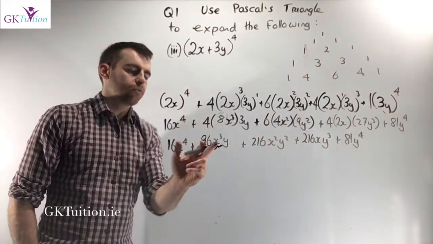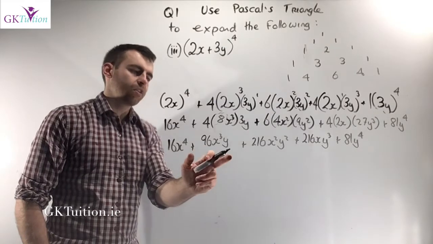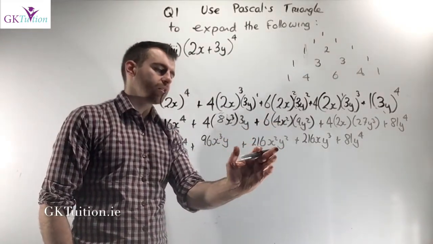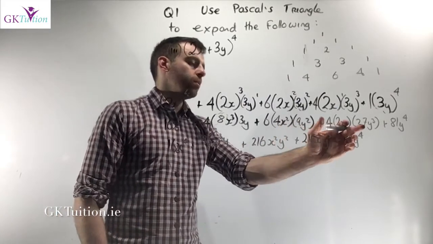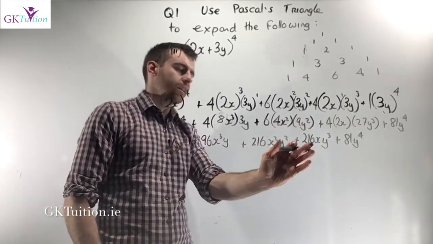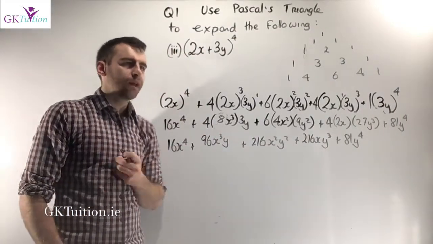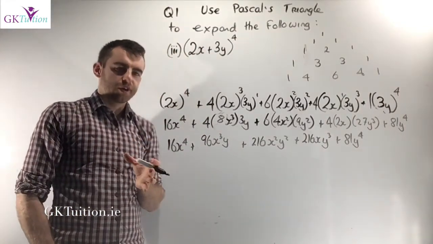4 by 8 by 3 gives me 96x cubed y. 6 by 4 by 9 gives me 216x squared y squared. 4 by 2 by 27 gives me 216xy cubed, and then the last term just stays the same. Now, they're quite tricky ones.